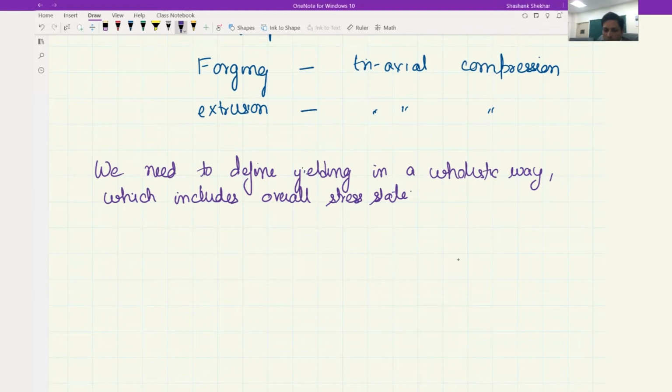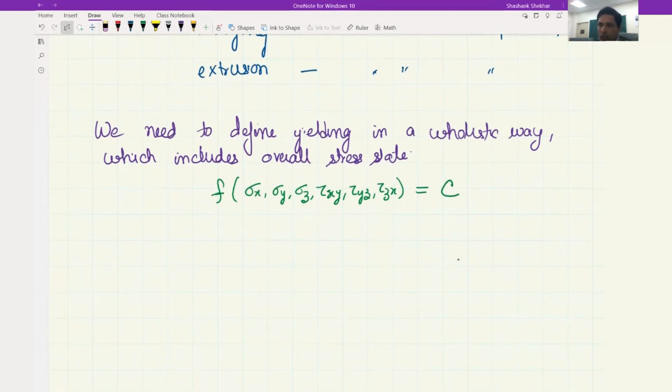Okay, so if we were to put it mathematically, then we can write it like this: F of sigma x, sigma y, sigma z, tau xy, tau yz, tau zx. Some function of this, when this reaches some constant value, that is when the material starts to yield. So that is our objective, or that is what we understand from the above example, that this is what will be needed. And it looks like it would be a very gigantic or humongous task, but it is not really so. As you would see, it turns out to be a lot simpler than what this equation states.